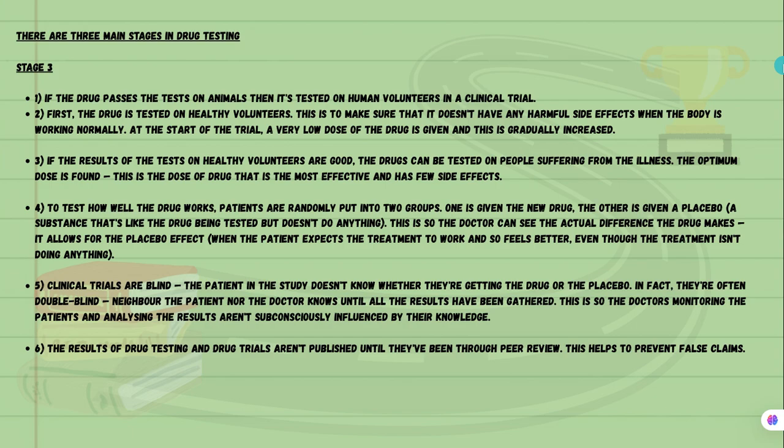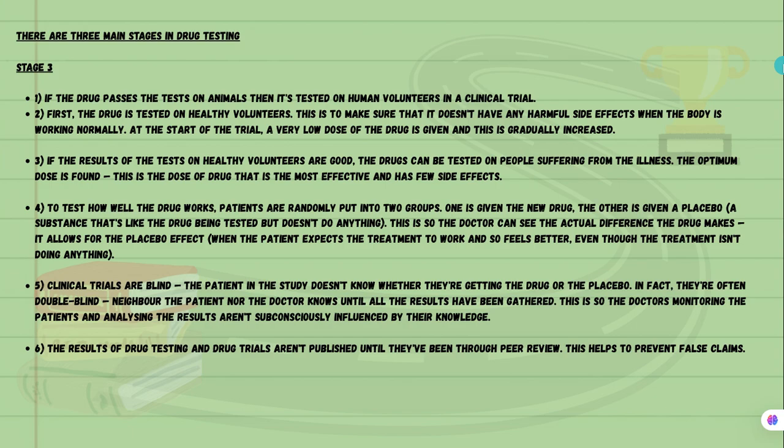To test how well the drug works, patients are randomly put into 2 groups. One is given the new drug, the other is given a placebo, a substance that's like the drug being tested but doesn't do anything. This is so the doctor can see the actual difference the drug makes. It allows for the placebo effect, when the patient expects the treatment to work and so feels better, even though the treatment isn't doing anything.